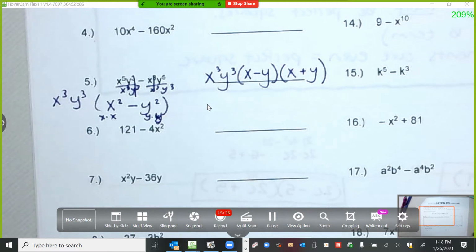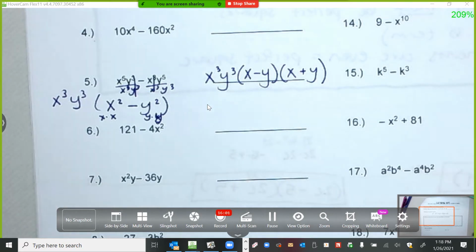So it didn't look like you could factor it using this method until you took the GCF out. That's going to be true for a lot of these. Okay? Look at number 6. It took me a minute to decide which one. Okay, what's wrong with it right away? 121 is a perfect square.